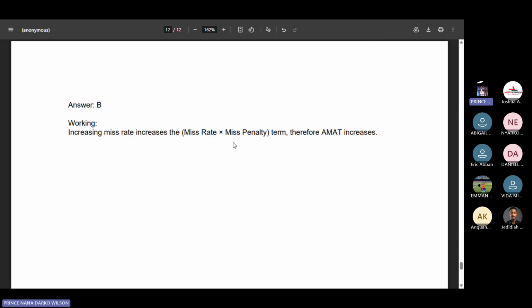So increasing the miss rate increases the miss penalty term. Therefore, the average memory access time also increases. What this means is that when the miss rate is high, the chances that we'll be accessing memory outside the cache are also very high. In this case, as the miss rate increases, miss penalty times miss rate gives a greater value. Combine that with the constant hit time, and we get a larger average memory access time than what you would have gotten if there was no increment in miss rate. So it increases, which means the performance reduces.